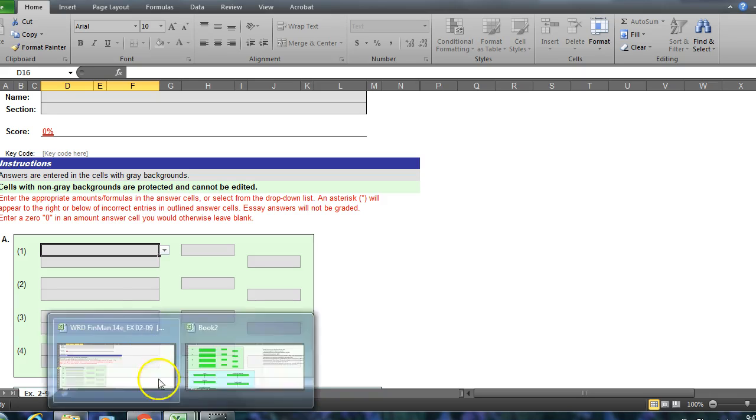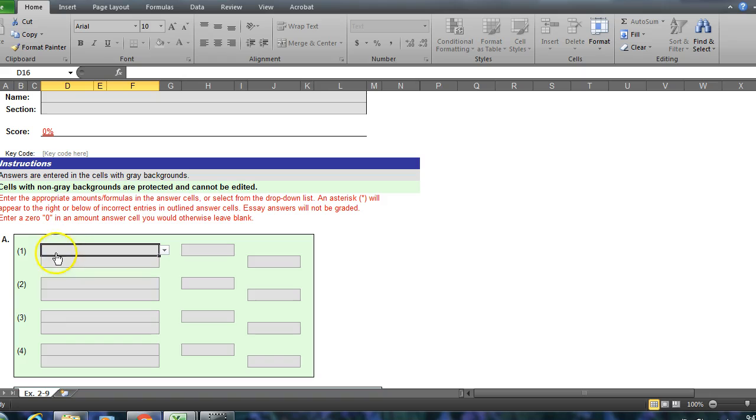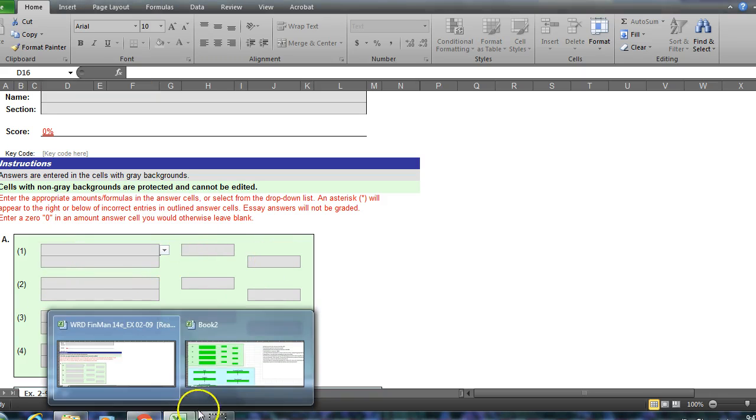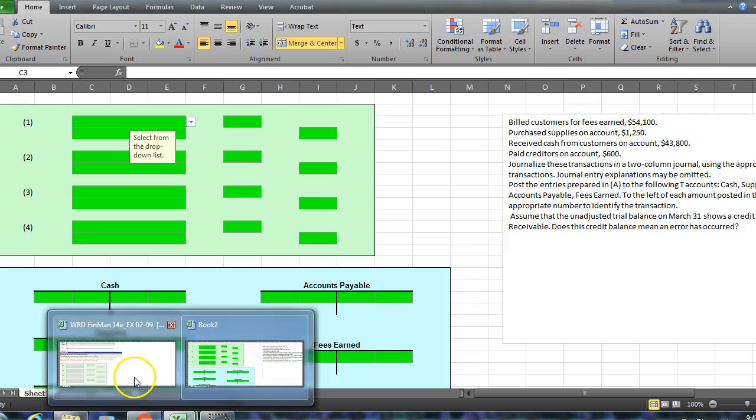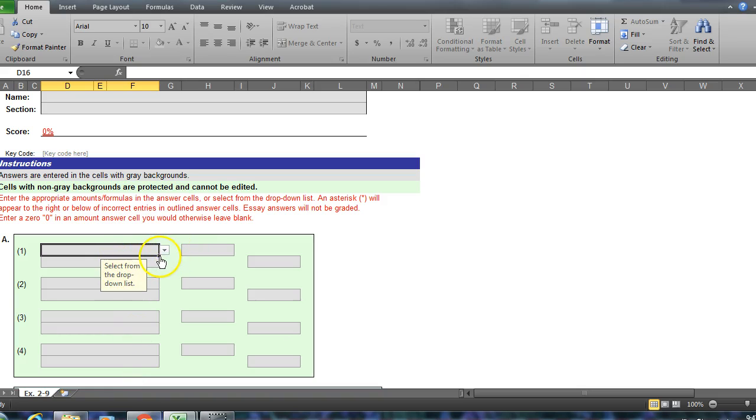So the first transaction, you see here is 1, 2, 3, 4, and you also see debit and credit here. I'm going to switch between two different Excel spreadsheets so that we can go over the different transactions. So here it says bill customers fees earned for $54,100. Well, that's important to note. You billed them, but it doesn't say anything about receiving cash. It does say you've earned something.